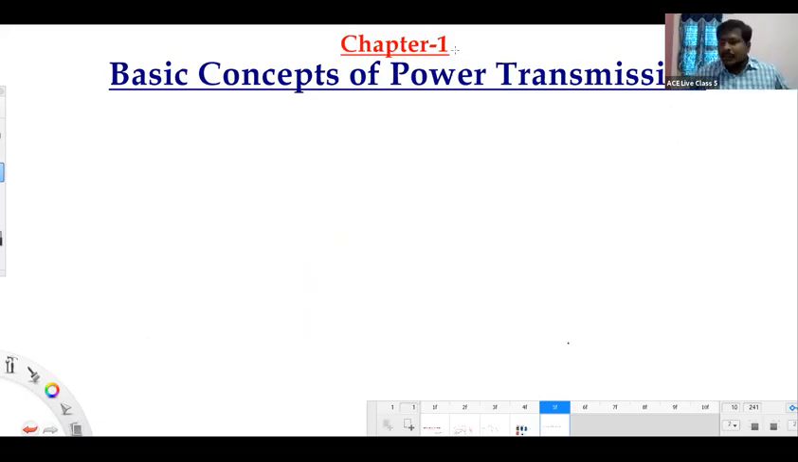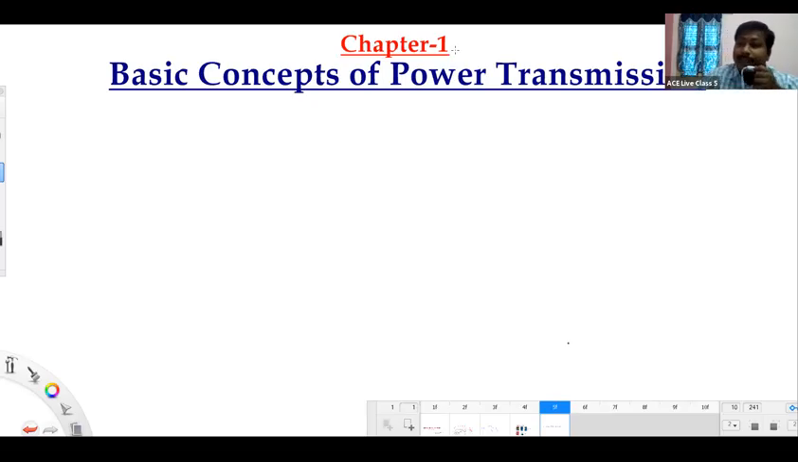What do you mean by a transmission line basically? What is the meaning of the transmission line? Tell me please, what's the definition of a transmission line? In simple words, a transmission line is a power conductor or electrical conductor which is used to transfer power or electrical energy from one place to another place.